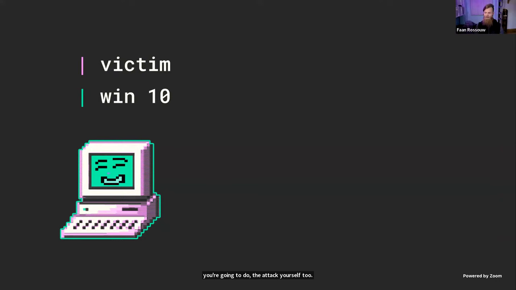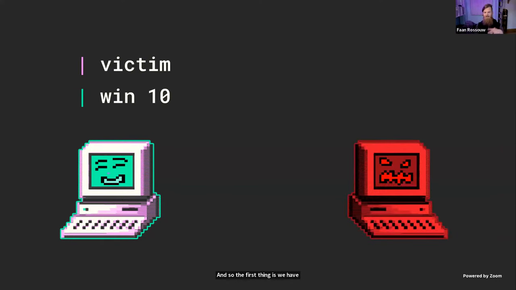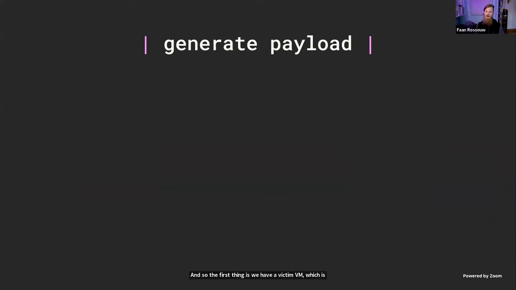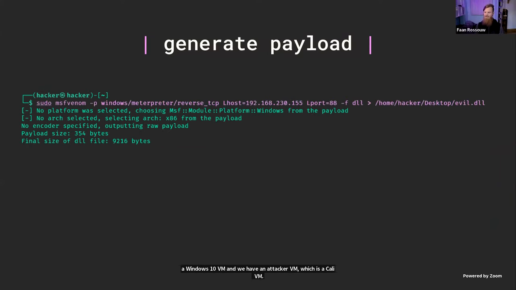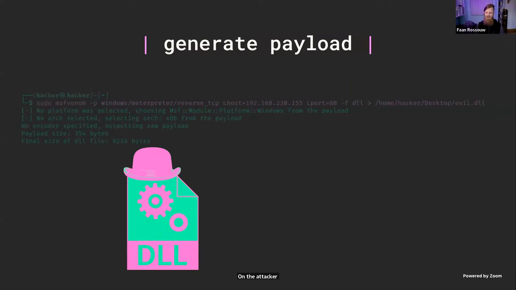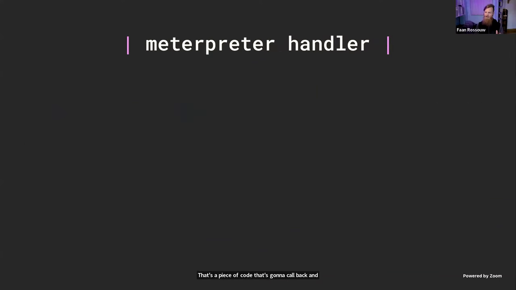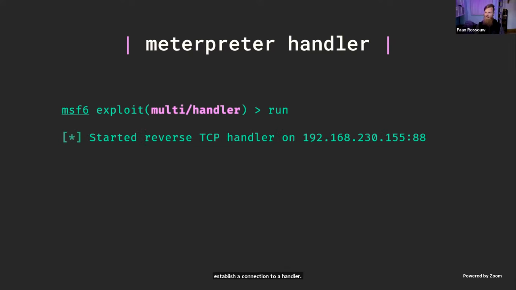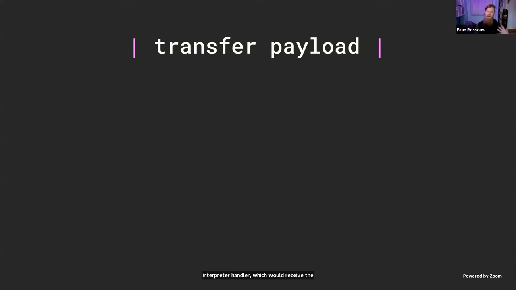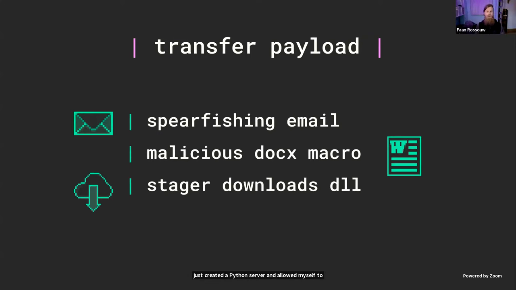The first thing is we have a victim VM, which is a Windows 10 VM, and we have an attacker VM, which is a Kali VM. On the attacker system, I generated a payload using MSFVenom. What it really is, is just a malicious DLL. That's a piece of code that's going to call back and establish a connection to a handler. Speaking of, the next thing we'll do is create our Meterpreter handler, which would receive the callback once the code is executed on the victim system. And then we transfer the payload. Now I cheated. I just created a Python server and allowed myself to transfer the malicious DLL over to the victim system. But in a real world scenario, this is probably a closer example of what you'd expect to happen, the same as the example we used earlier.